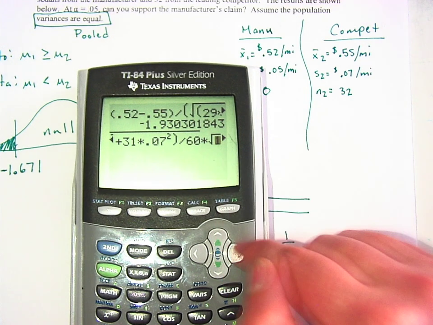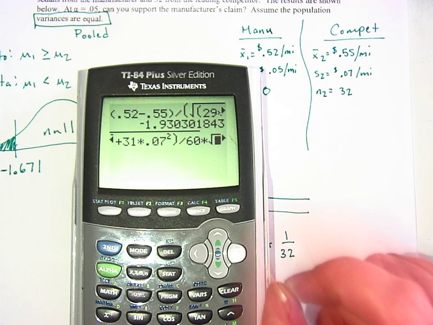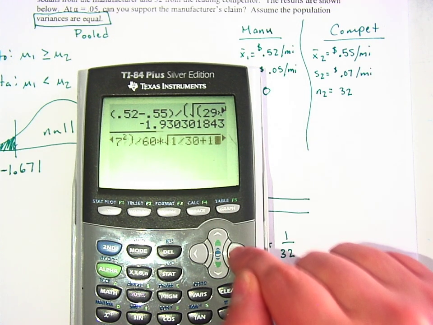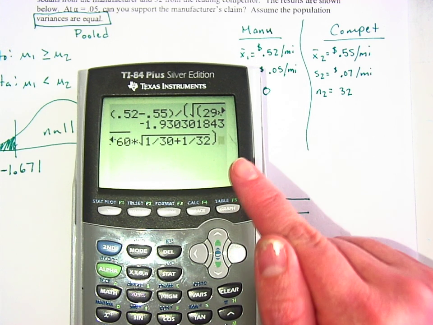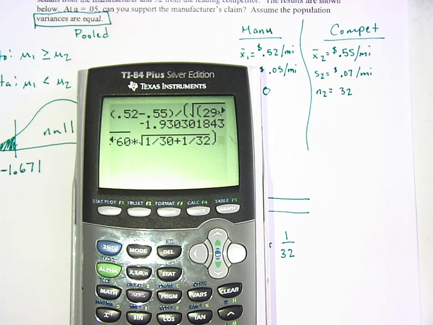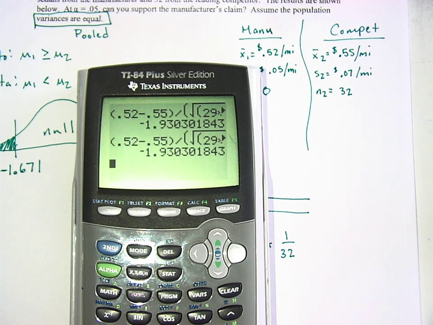And then I hit the right arrow to get out from under that square root and then wrote a times and did another square root, which was that 1/30 plus 1/32. And then ended my parenthesis on the outside and hit enter. And I got negative 1.93. If you do it right, that's what you should get.